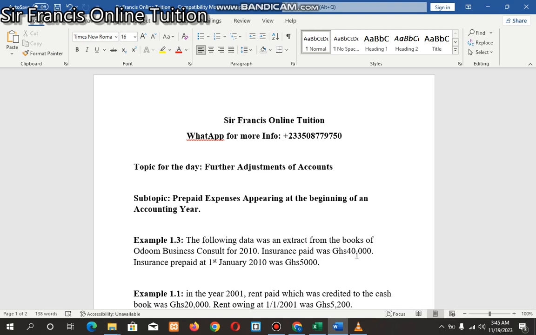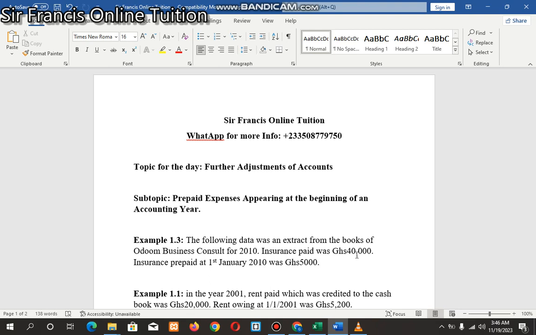Okay, we paid expenses relating to insurance costing 40,000. But before we made that payment, the business had already made payment for insurance in 2009 for 2010, which is 5,000, and it is part of the 2010 insurance expenses. So for you to know your total expenses for insurance in 2010, we should add the one that was paid in advance in 2009 to the one that we paid in 2010.